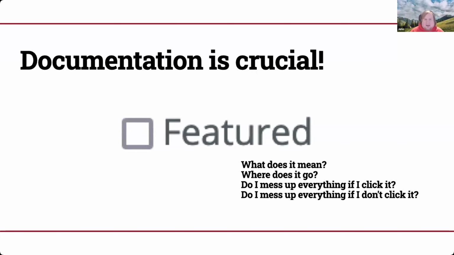Where does it go? If I click it, do I mess things up? If I don't click it, do I mess things up? So it's really important to document what those things actually mean. Because the person creating the content might not have any idea how those things affect what's happening in your website. And sometimes that other person might be you in the future. So documentation is really important.